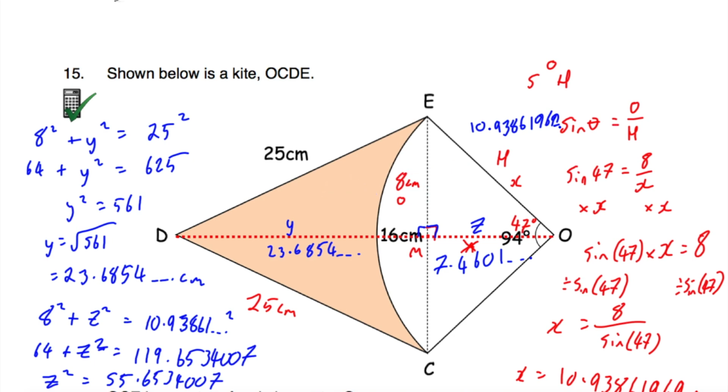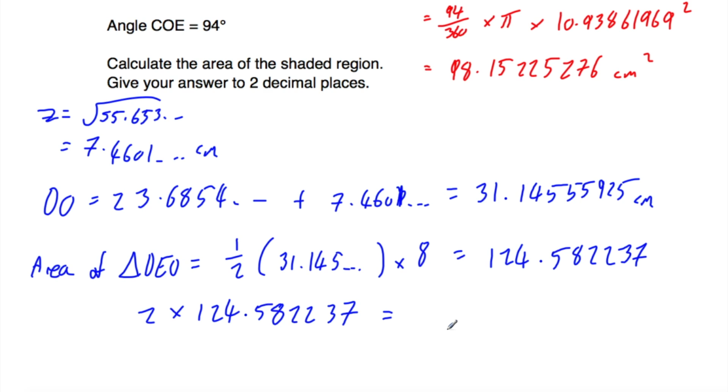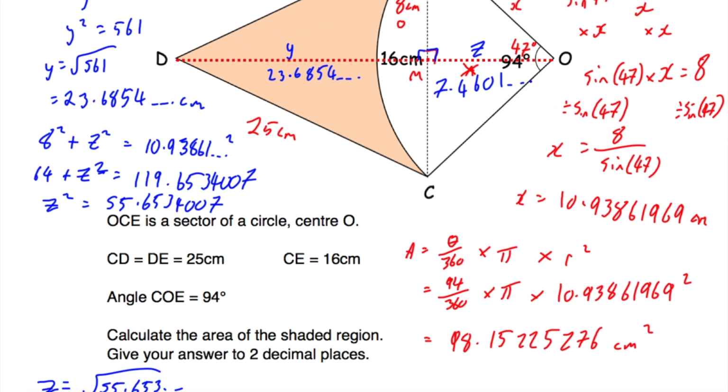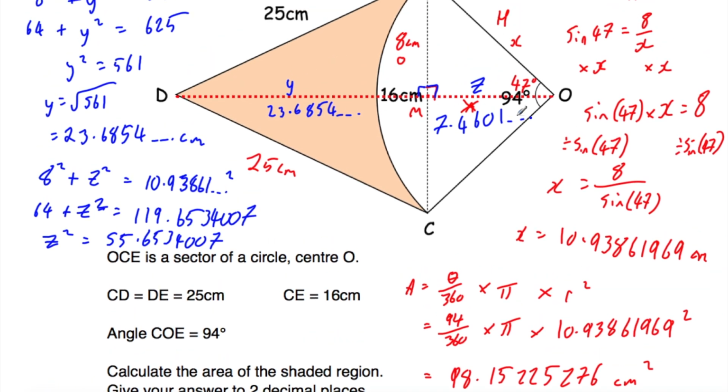So then if we double that, we'll get the area of the whole kite. So let's do that. And when we multiply by 2, we get 249.164474 centimeters squared. So that's the area of the whole kite. Now that's fantastic because we've got the area of the sector. We've got the area of this sector here to be equal to 98.15 and so on. We've got the area of the whole kite, which is 249.16 and so on. And if we take them away, we'll get the area of the shaded region.